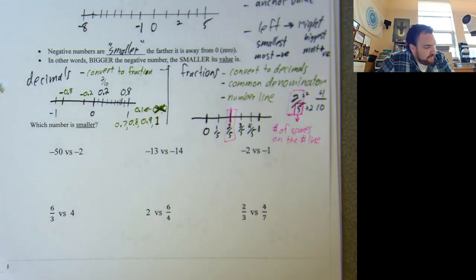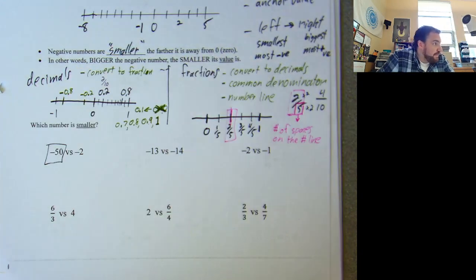Negative 50 versus negative 2. Which of those two is smaller? Dea. Why? Because it is further away from 0. To the left. Cool. That is the smaller value for that reason. Someone else. Negative 13 versus negative 14. Lydia.